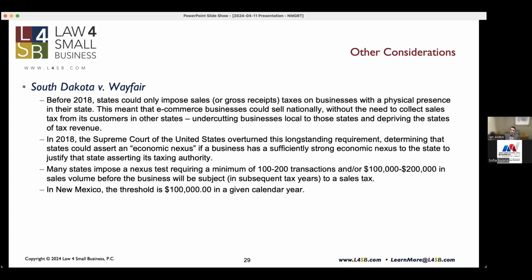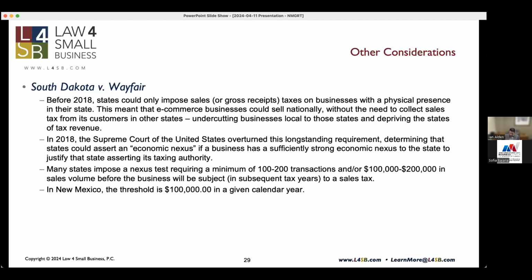In 2018, the Supreme Court changed this. Now states can and do require that out-of-state businesses charge and pay sales or gross receipts tax if there's sufficient economic nexus. If in a given year they're doing at least 100 to 200 transactions or $100 to $200,000 in sales, in subsequent years they'll be required to charge and pay this tax as though they were local companies.